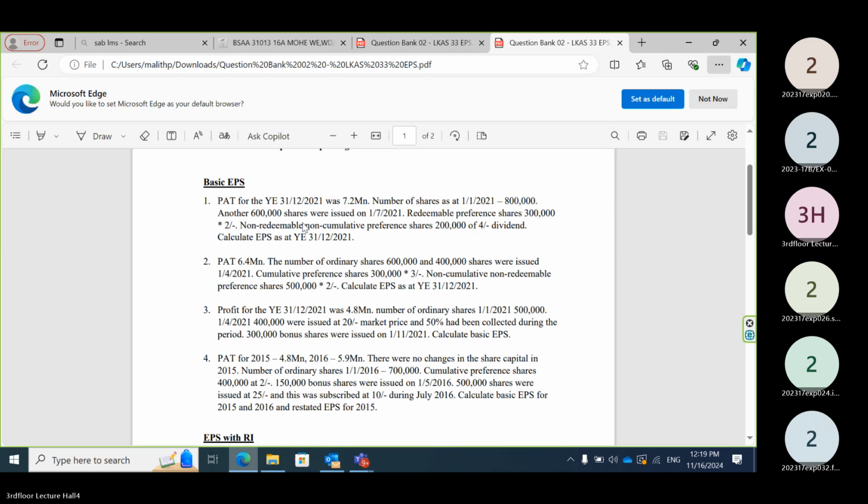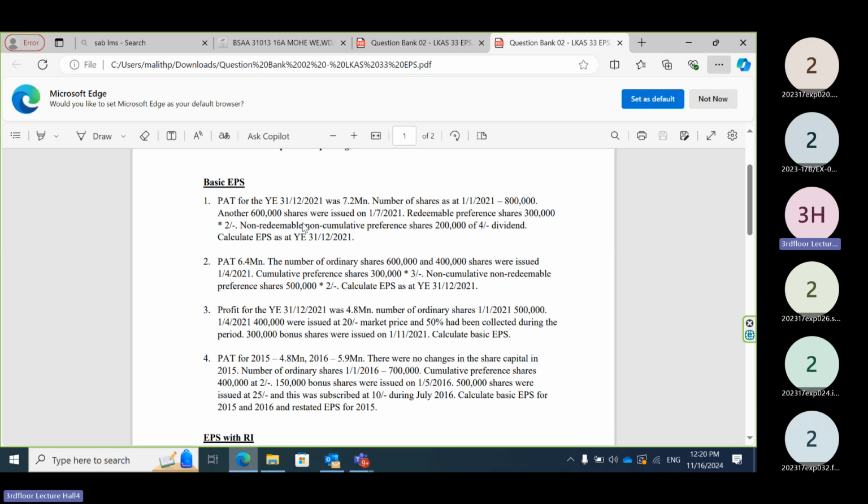Different types of preference shares we treat differently. Why? Some preference shares are very recent, but almost like ordinary shares. Whatever the features, whatever the rights they have, they are very like the ordinary shareholder. That's why we are paying dividends. That's called non-cumulative, non-redeemable preference shares. So for this preference share, we are paying a dividend.